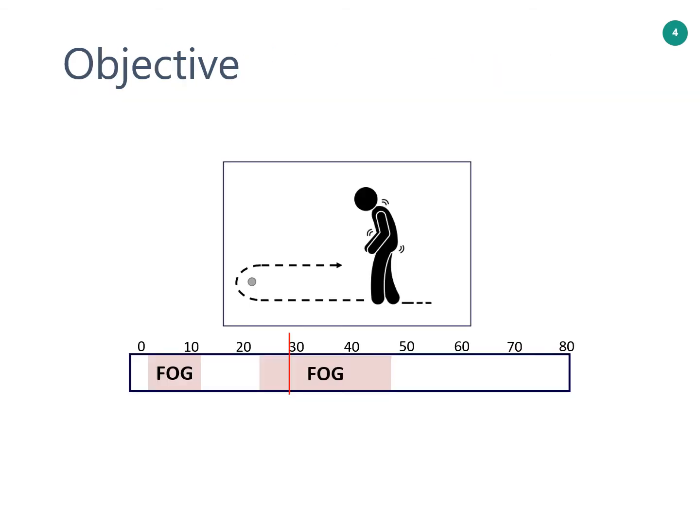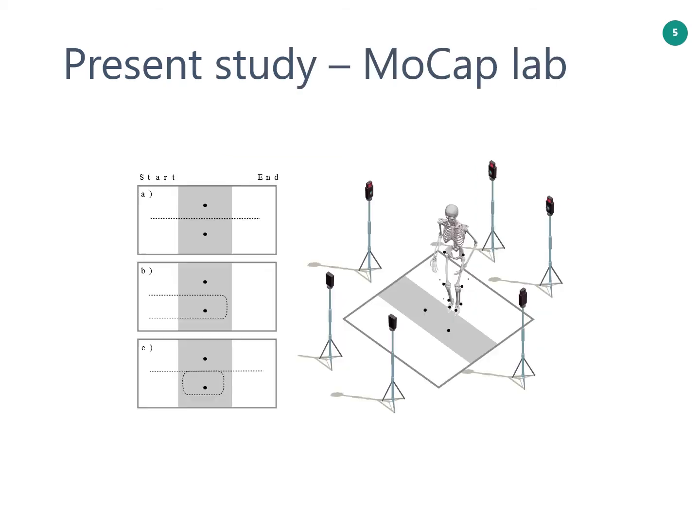The objective of the present study is thus, given a standardized trial of some variable length, to automatically recognize and temporally localize each freezing segment. The present study uses data that is recorded within a motion capture lab, thus the input to the AI algorithm are the 3D optical markers in time. We let users perform a standardized protocol consisting of straight ahead gait, 180-degree turning, and 360-degree turning.